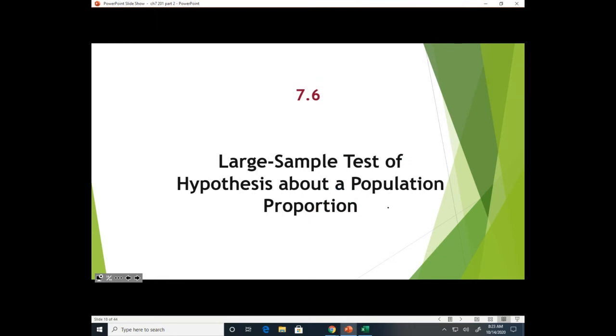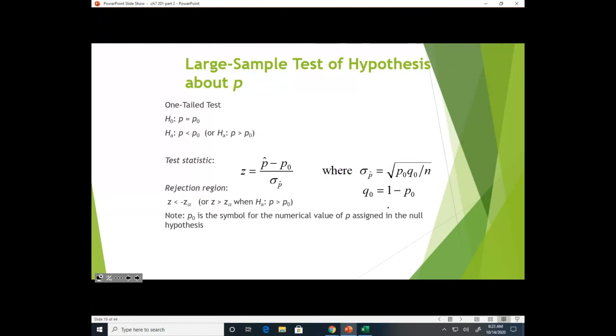Okay, let's move on to proportions. Large sample test of hypothesis about P. So we have our null hypothesis that the true population proportion is equal to a given value, and we can have a one-tailed test in either direction: either that our sample proportion is less than the true population proportion, or it's greater than the true population proportion.